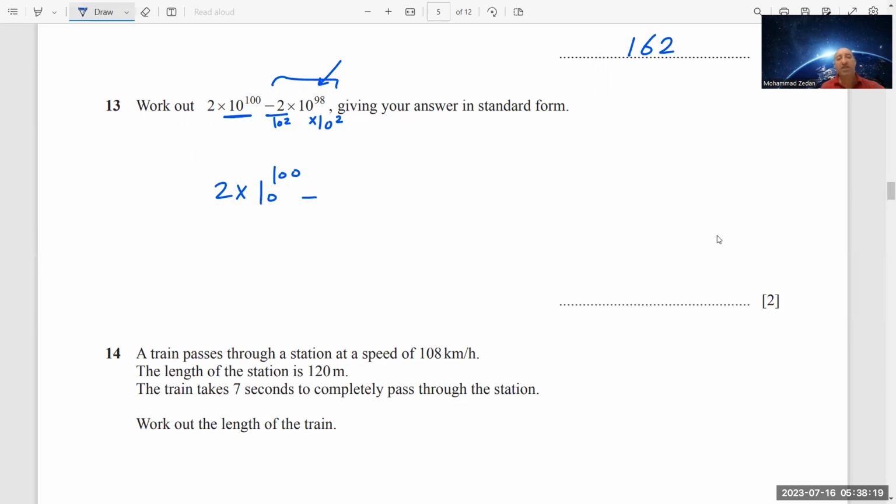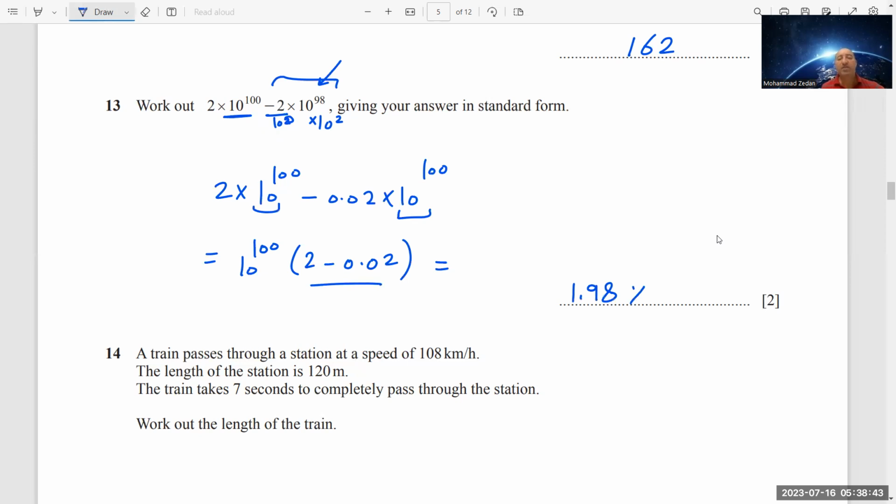Now I have this number 2 over 100, and 100 is 10 squared. 2 over 100 is 0.02 times the 10 to the power 100 now. This part is now the same as this part, so I can take 10 to the power 100 as a common factor. Inside I have 2 minus 0.02. I use factorization to solve. 2 minus 0.02 is 1.98 times 10 to the power 100. And this is the answer in scientific notation.